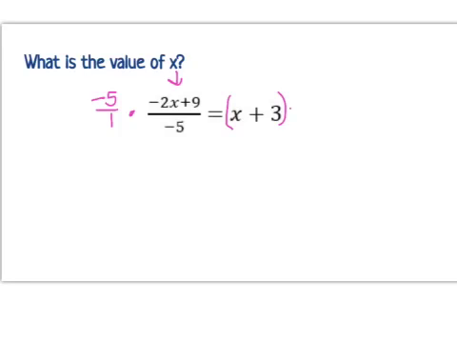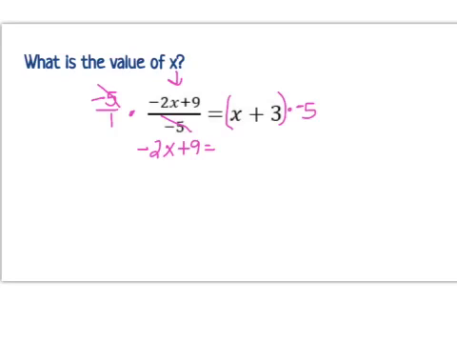So we can think of it as if that was parentheses. I'm not just multiplying the -5 times the x or the -5 times the 3. It's the entire thing. So on the left side, again, when I use inverse operations, my numbers cancel out, and I'm just left with -2x plus 9 equals. Now, we have to distribute the -5 to everything in the parentheses.